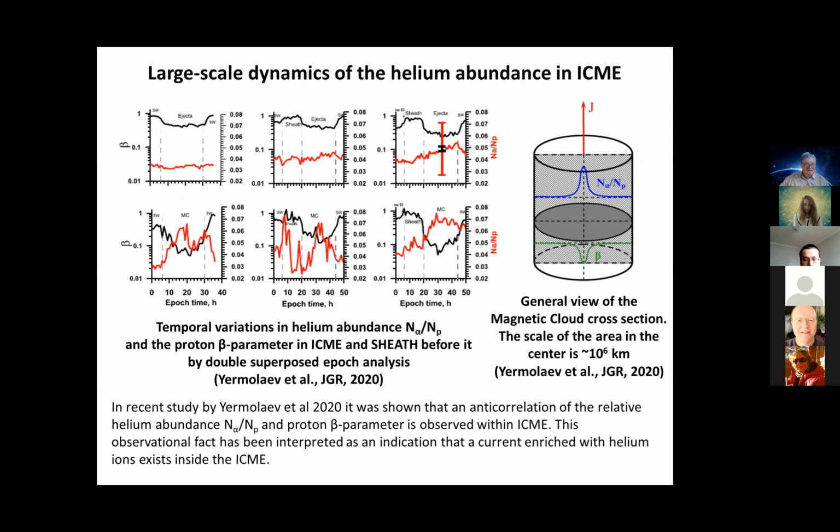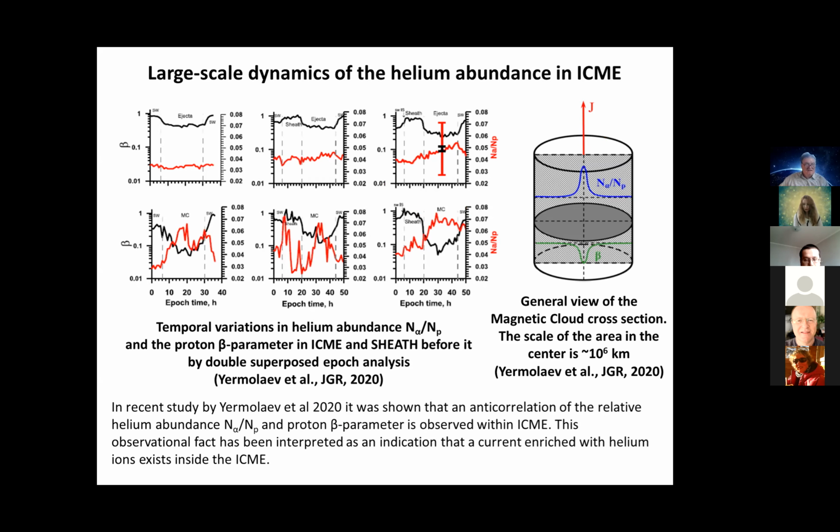It was shown that in magnetic clouds an anticorrelation of the relative helium abundance and the magnetic plasma parameter beta is observed. Since the beta parameter is the ratio of the thermal and magnetic pressure, this fact has been interpreted as an indication that a current enriched with helium ions exists inside the coronal mass ejection in the middle area. The scheme on the right shows the general view of the cross-section of a magnetic cloud, in which that middle area is shown.